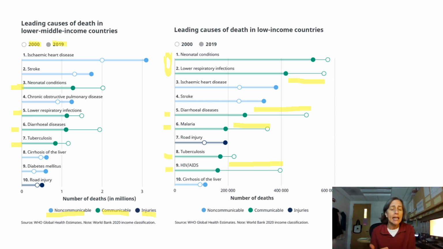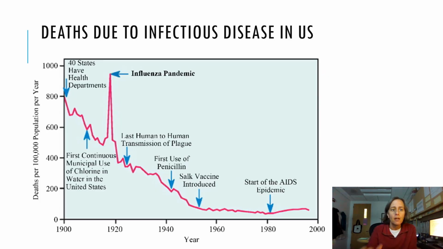And in reality, it wasn't that long ago that the United States looked more like these other countries. So let me give you an example. So these are deaths due to infectious disease in the United States, starting in 1900 and going through the year 2000.